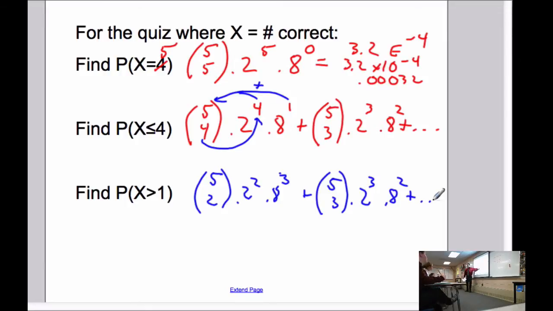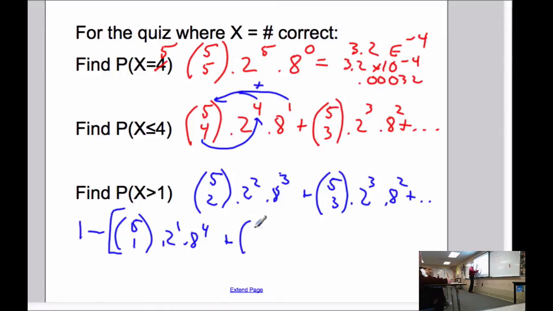Is that the only way to do this? No. Could you have done 1 and 0, and then subtracted it from 1 to get the 2, 3, 4, 5? Probably easier to just do 1 minus 5 choose 1, that's a 5, times 0.2 to the 1, 0.8 to the 4, plus 5 choose 0, times 0.2 to the 0, 0.8 to the 5. Either one of those would have worked.